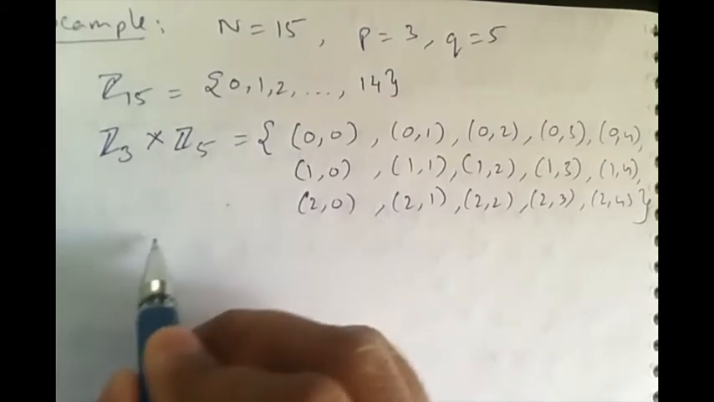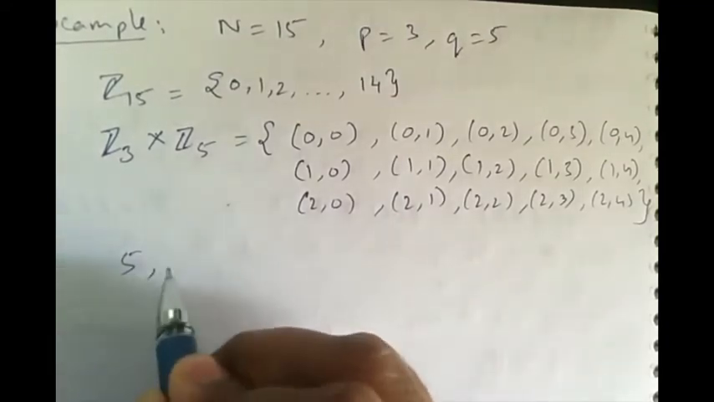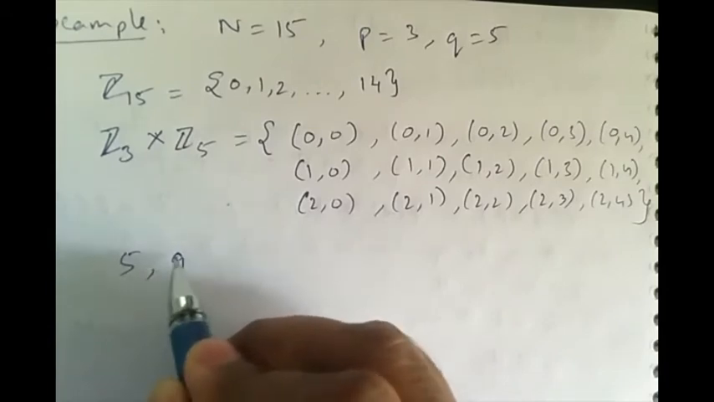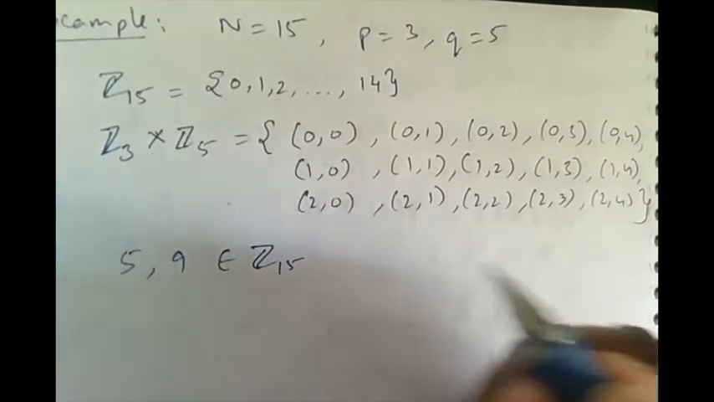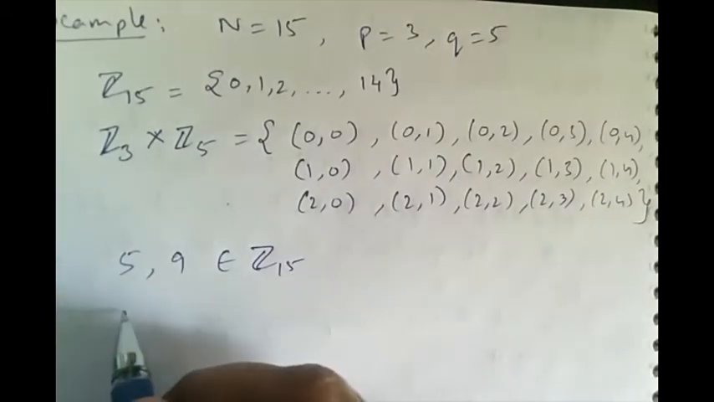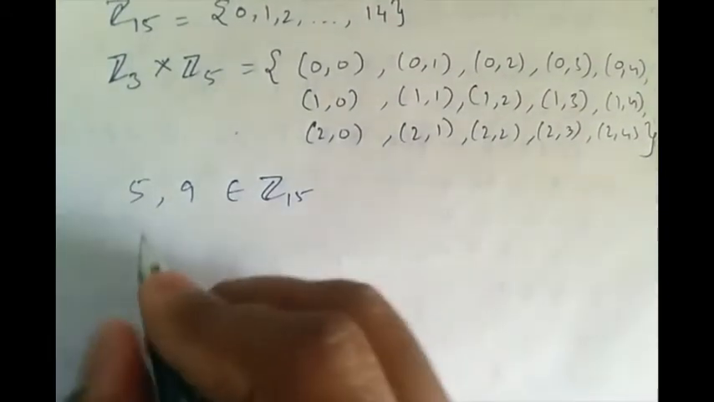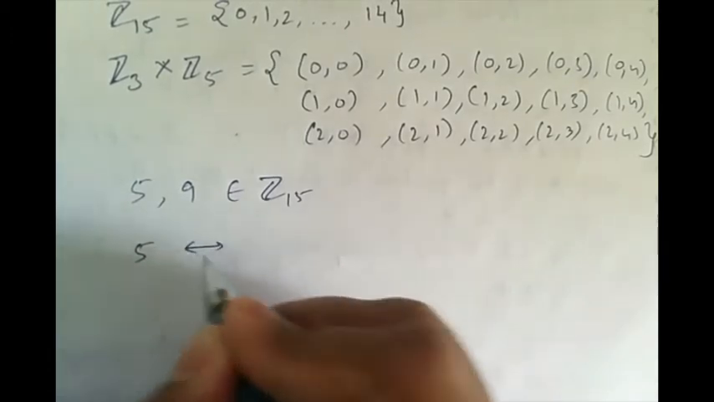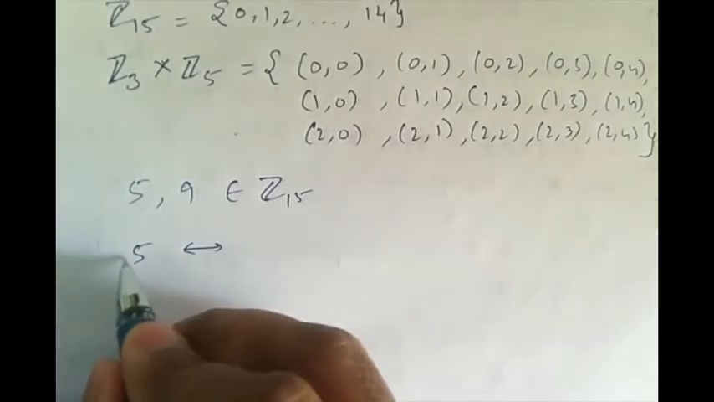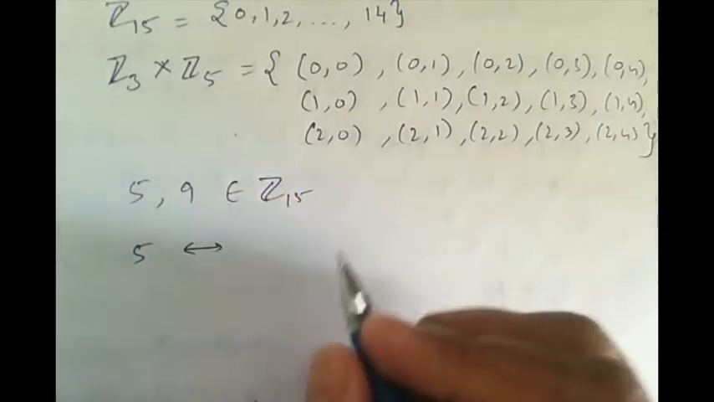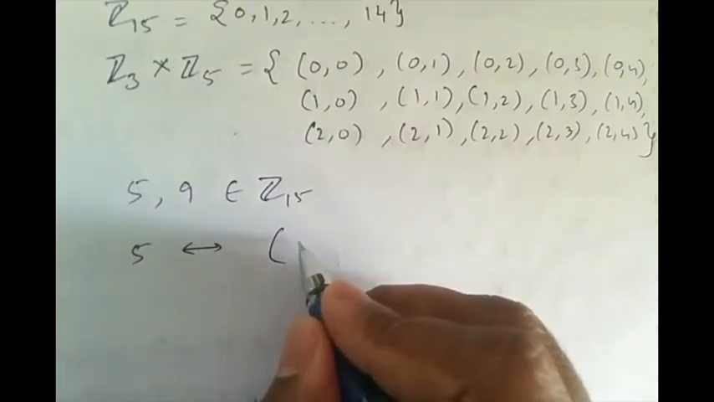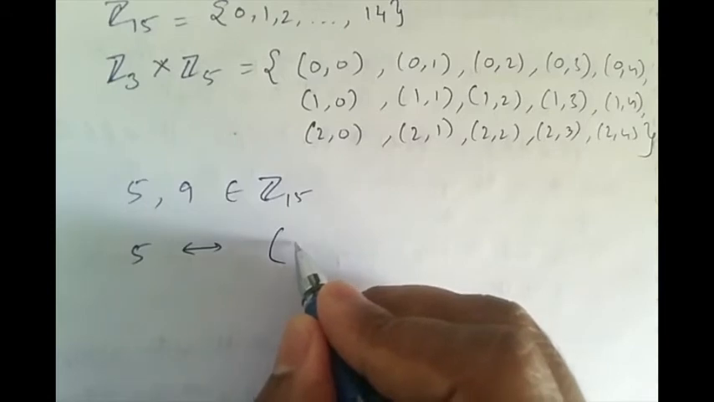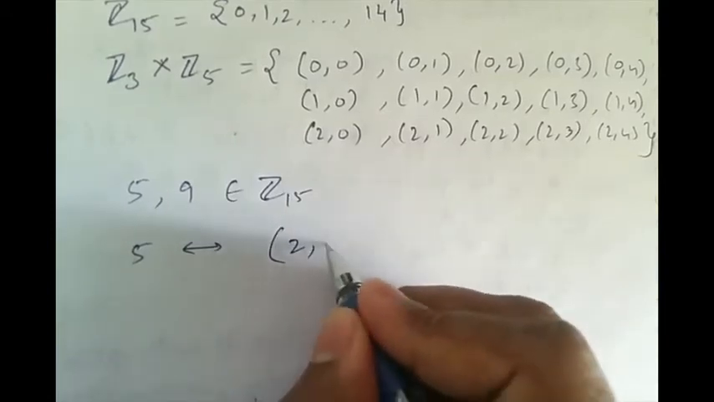Okay. So let's look at an example. Let's take 5 and 9 in Z15. So let's look at that. So 5 is going to be mapped to, I'll use notation for the mapping, something in Z3 cross Z5. So we said first coordinate mod 3, second coordinate mod 5. First coordinate mod p and mod q, right? So 5 mod 3 is 2 and 5 mod 5 is 0.